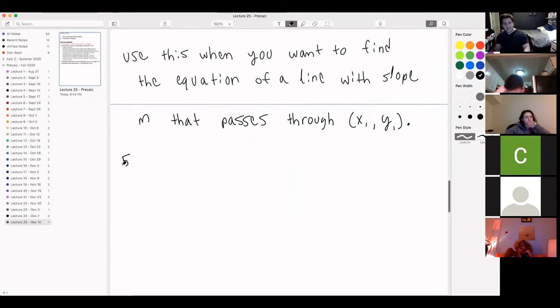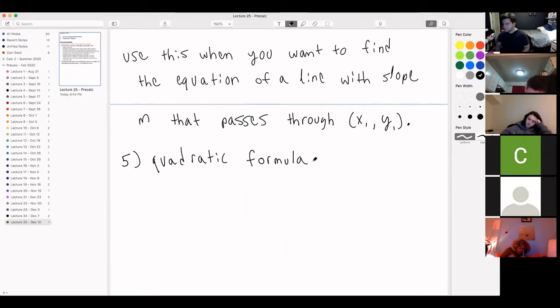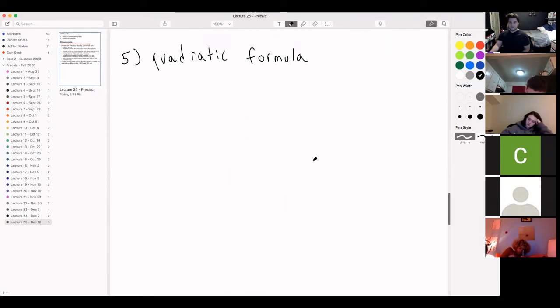All right, next, quadratic formula. So let's just do this quickly. So quadratic formula. Okay, so first of all, it's used to solve equations like this.